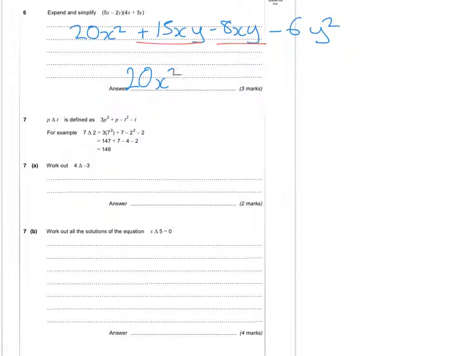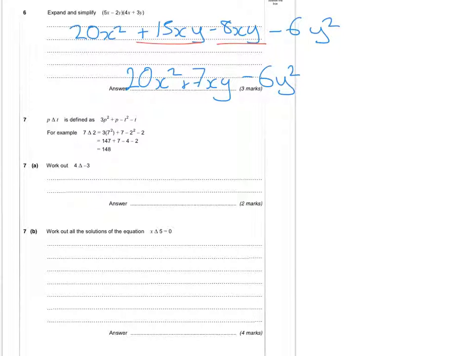Question 6, expand and simplify. So we've got 20x squared plus 15xy minus 8xy minus 6y squared. Like terms, 15 minus 8 is 7, so I'll answer 20x squared plus 7xy minus 6y squared.